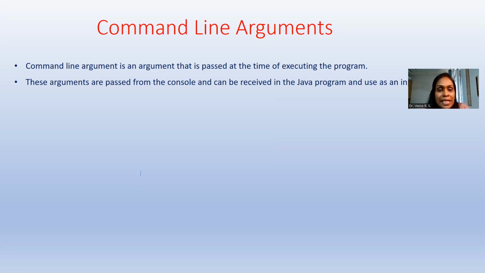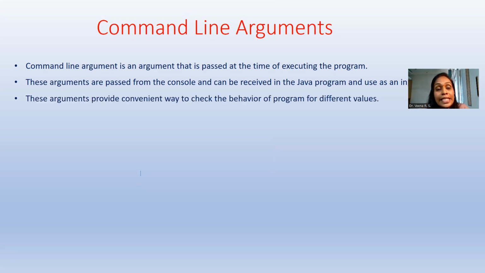These arguments are passed from the console and can be received in the Java program and used as input. These arguments basically provide a convenient way to check the behavior of a program for different values. So suppose I want to check the behavior of a program for different values, I can pass all those different values as command line arguments, and I can see how the program is operating or behaving as per the particular value.